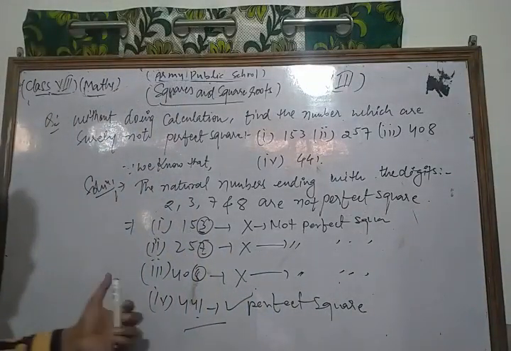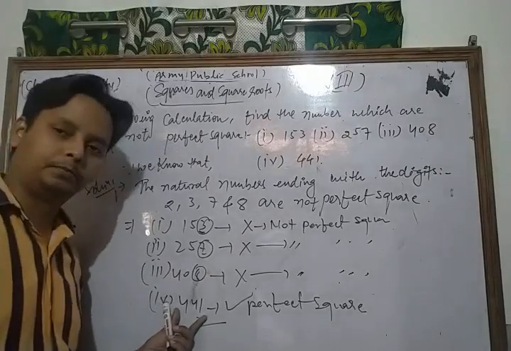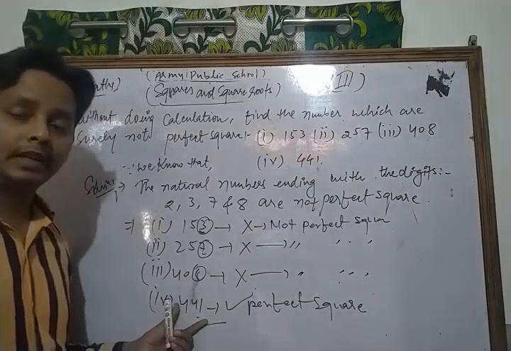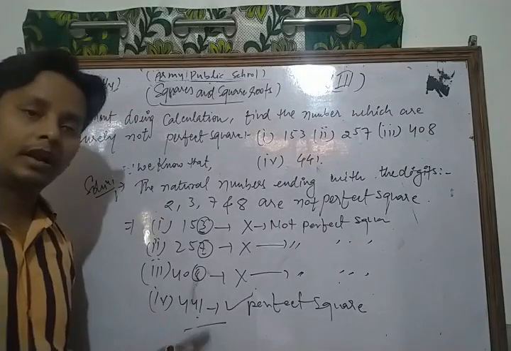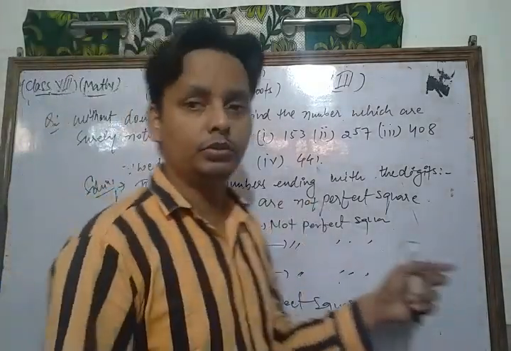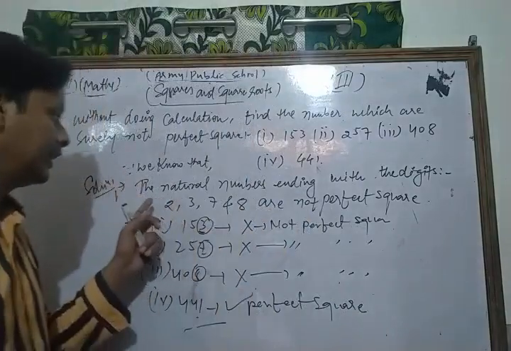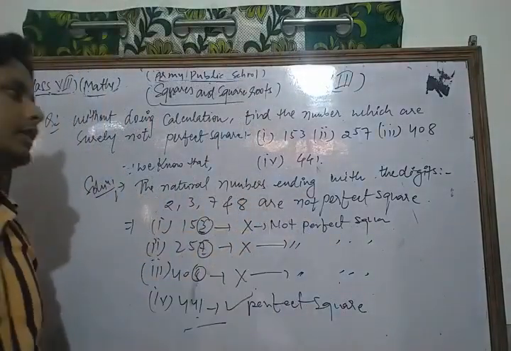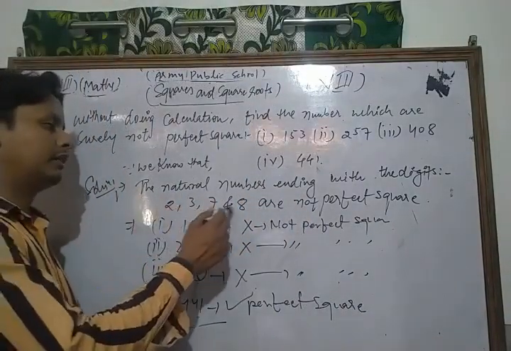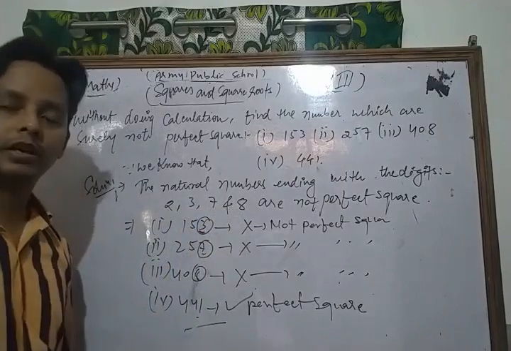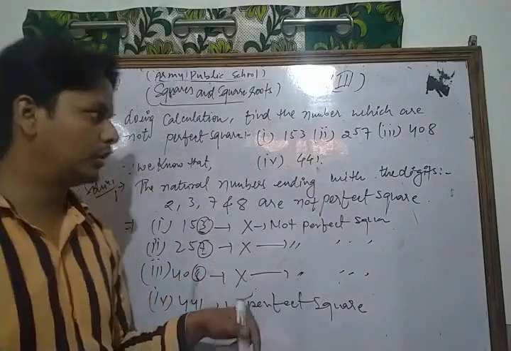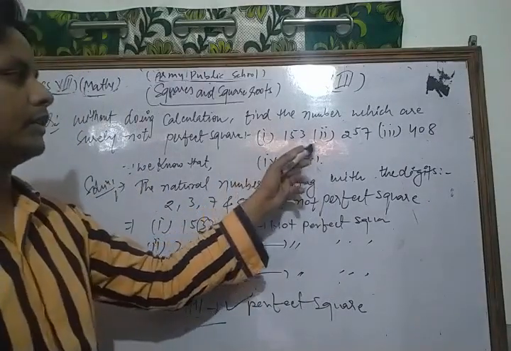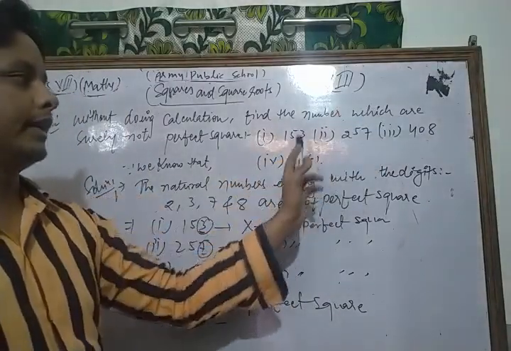Because the number 441 ends with the digit 1. And I tell you a very important concept, dear student: the natural numbers ending with the digits 2, 3, 7, 8 are not perfect squares, so this is the whole concept of that question. So here we have the numbers 153, 257, 408, and 441.